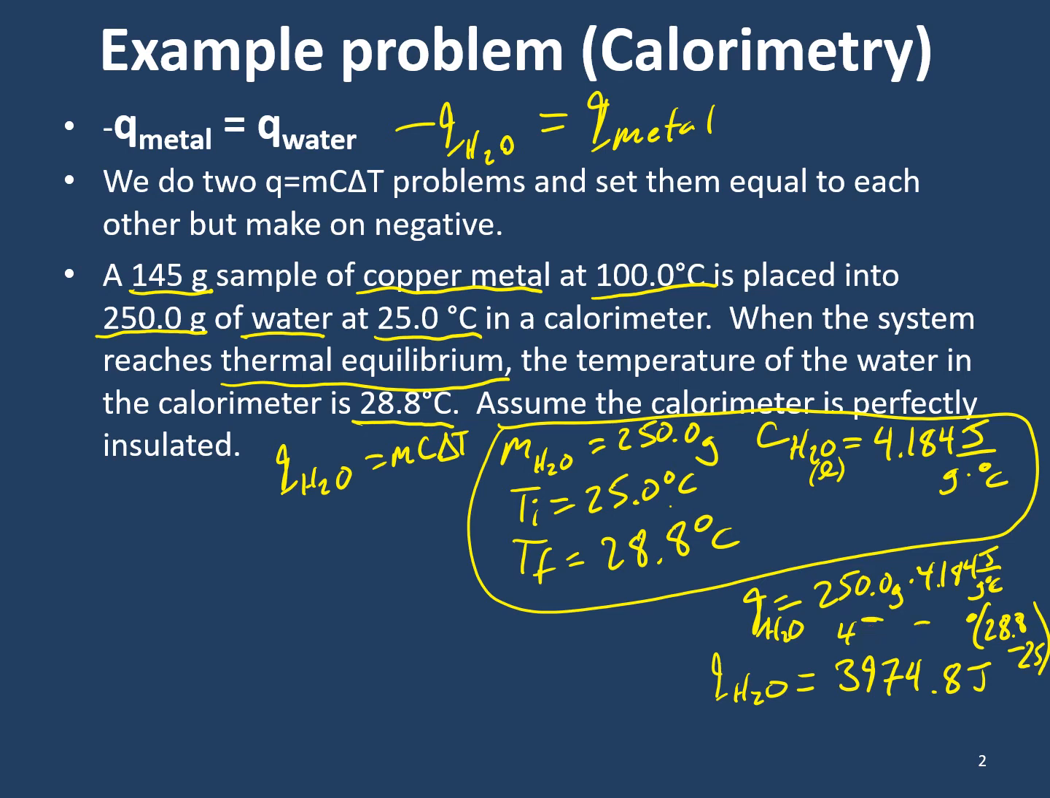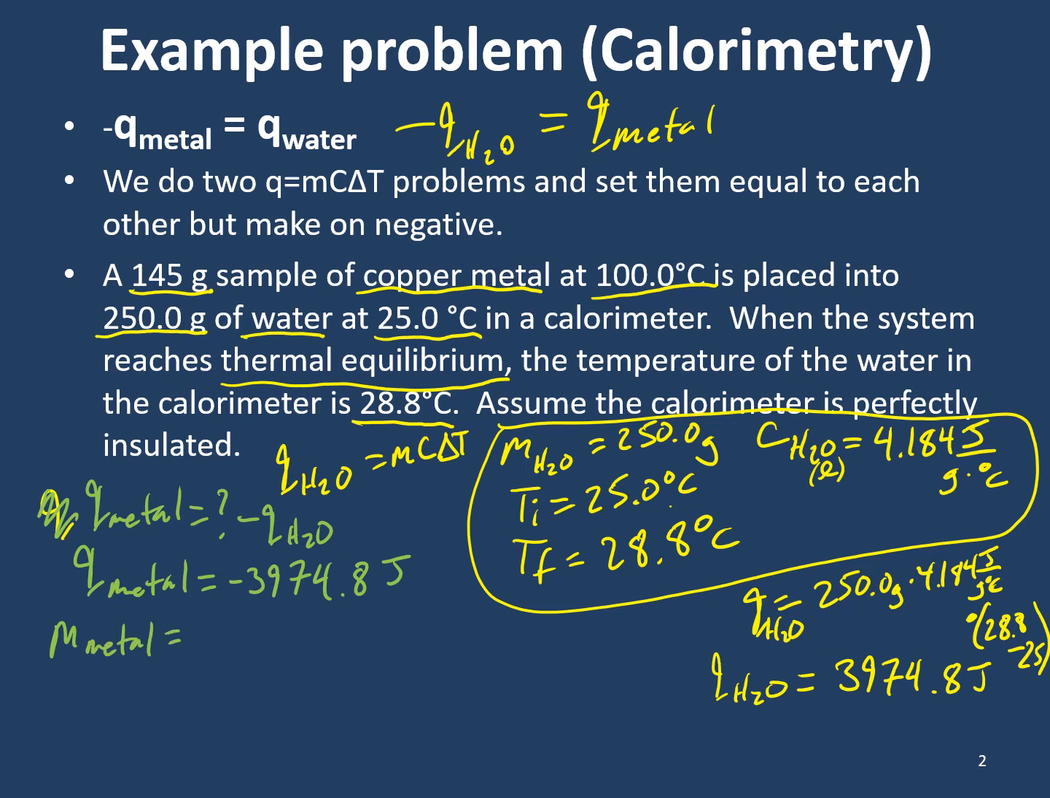So we're not done. We're actually being asked for the specific heat of copper. Well, I know that Q of my metal, here I'm going to do this in a different color, Q of my metal is something I want to know, but I also know that it is equal to negative Q of the water. So Q of the metal we actually can determine right now. That is equal to negative 3,974.8 joules.